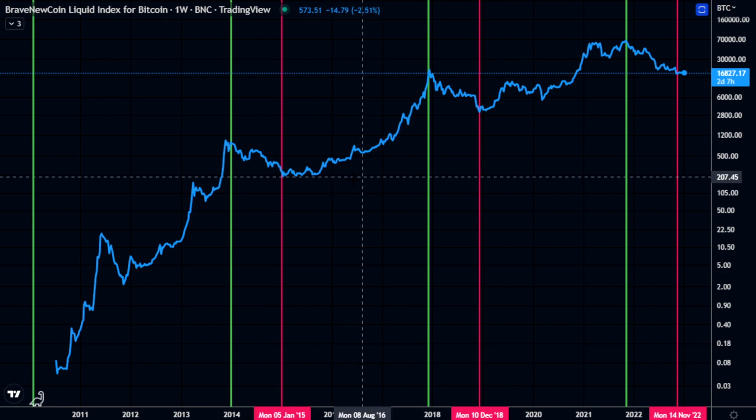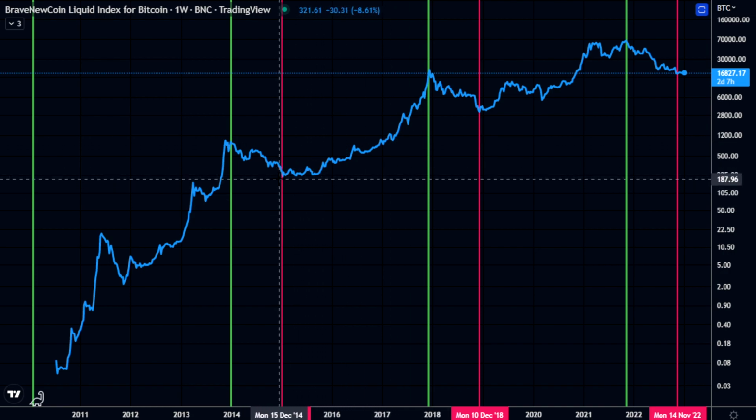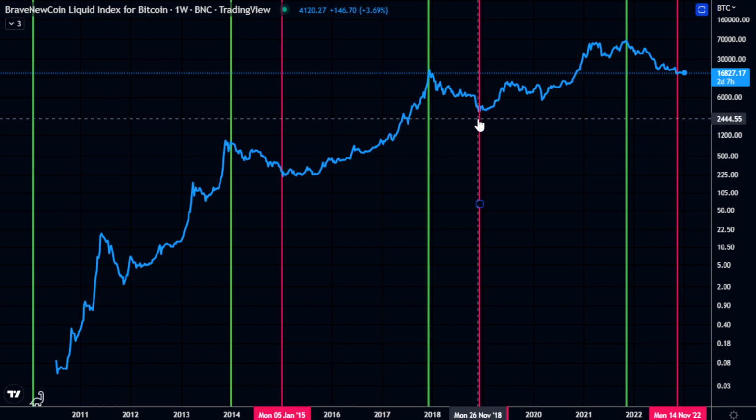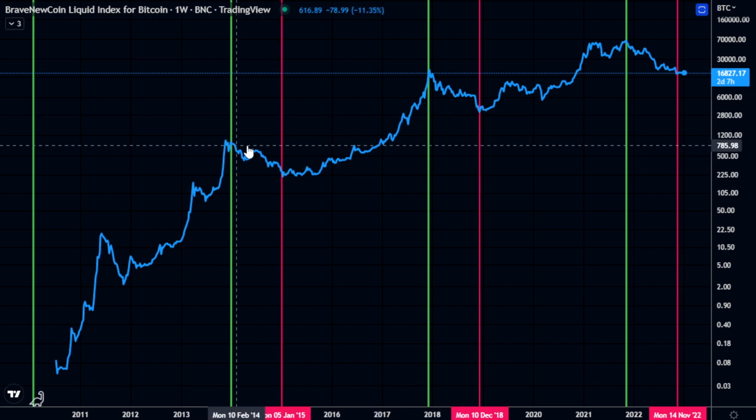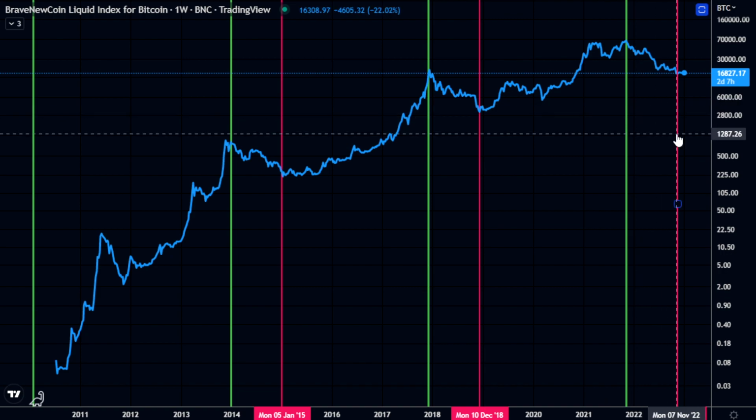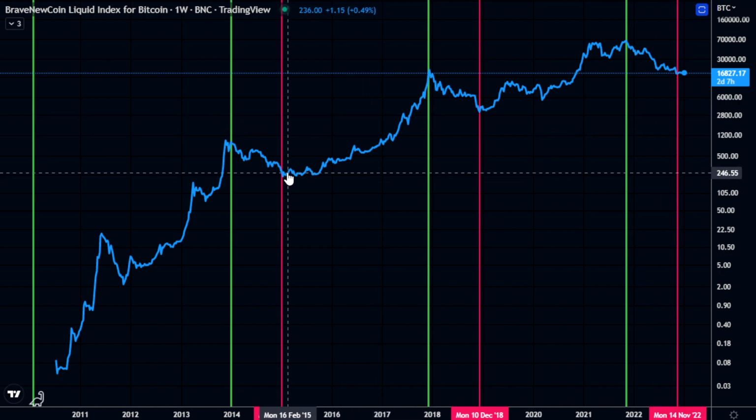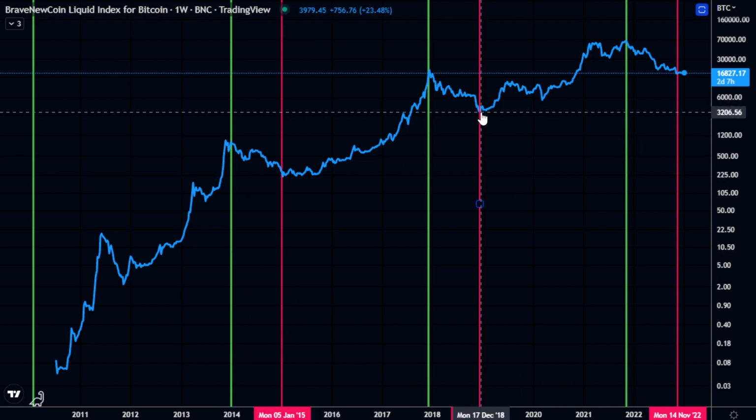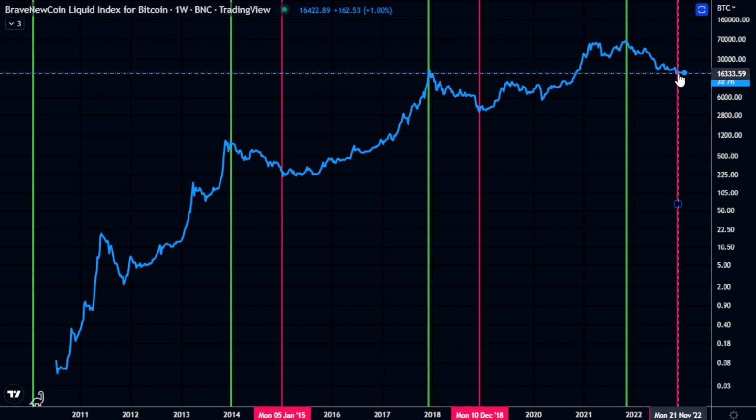So let's do the same thing now, just marking the bottom of these pullbacks. And these lines are also 4 years apart. They're the same distance as the green lines are apart from each other. What we see is that this was pretty much the bottom of this major pullback. This was also the bottom of this major pullback. And now we are in that zone after this major pullback where we should see the bottom.